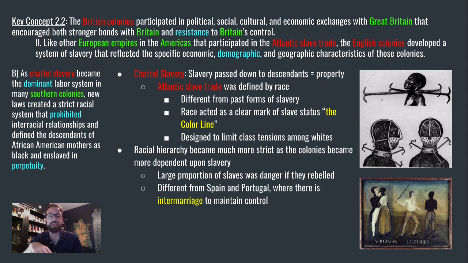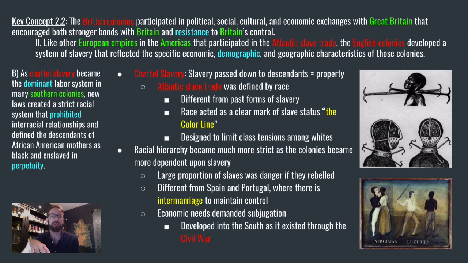Remember when we look at race down in Spanish and Portugal holdings in the Americas, intermarriage was allowed, and that maintained control because it created kind of a more stratified racial hierarchy. While we have in the British colonies, there's basically white and black, and in between you were more or less considered black, okay, by definition legally. Okay. Economic needs for this developing cash crop economy demanded subjugation, and we're going to see as we get closer to the Civil War that it develops and grows all the way up till 1860 if you look at the data.